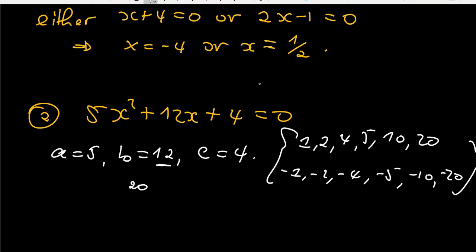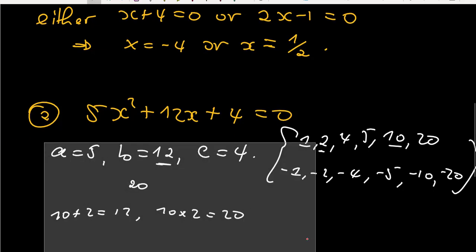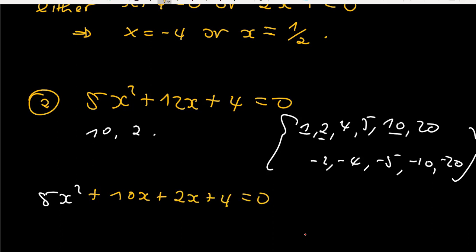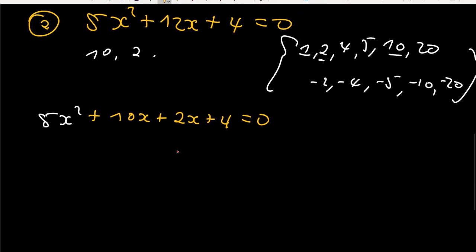Okay, let's check. If we take positive 10 and positive 2, do we observe 10 plus 2 gives 12, and 10 times 2 gives 20? So we clearly see that the values 10 and 2 satisfy those conditions. So to factorize, the two numbers are simply 10 and 2. And so what we do is we replace. We have 5x squared plus, I will replace my 12x by 10x plus 2x, plus 4 is equal to 0. No matter the order of replacement, your result will be the same. You can still begin with 2x and 10x. So here we see that 5x is common.